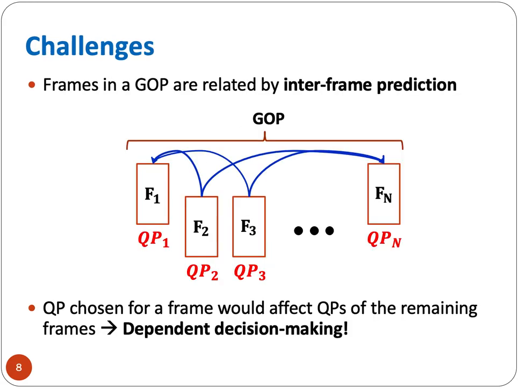What really complicates this task is the interframe prediction. This turns the bit allocation among video frames into a dependent decision-making process.